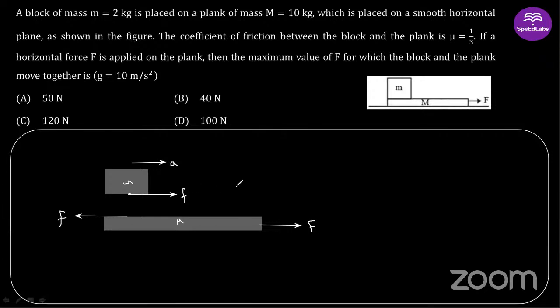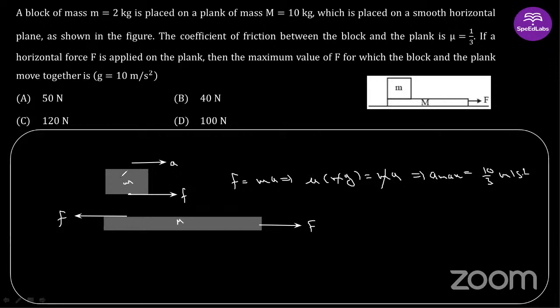And what can I write? I can write friction is equal to m into A. What is the value of friction? The value of friction is nothing but mu into the normal force over here, which is small mg, equal to ma. And if you solve this, m is cancelled. The maximum possible acceleration for the top block is mu g, which is 1 by 3 into 10, that is 10 by 3 if g is 10, meter per second square.